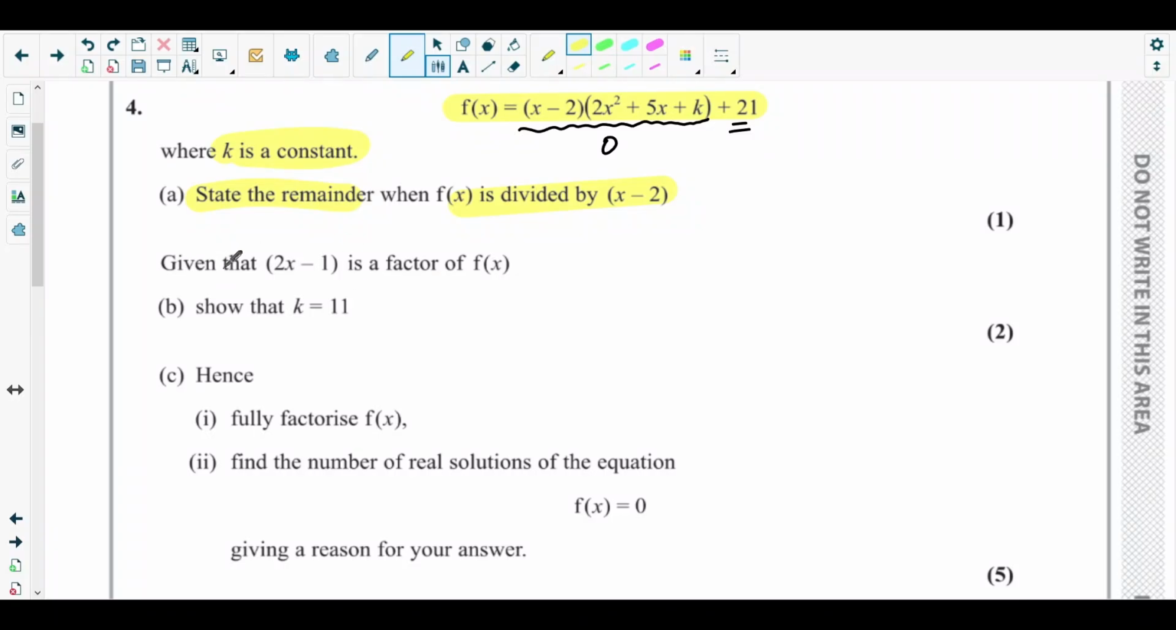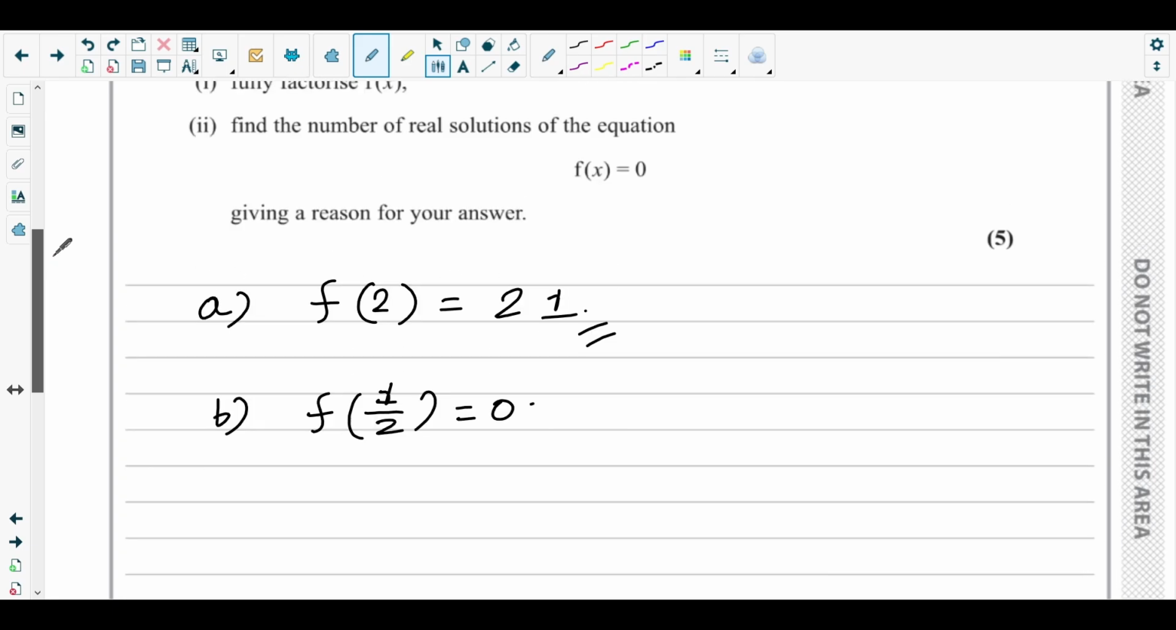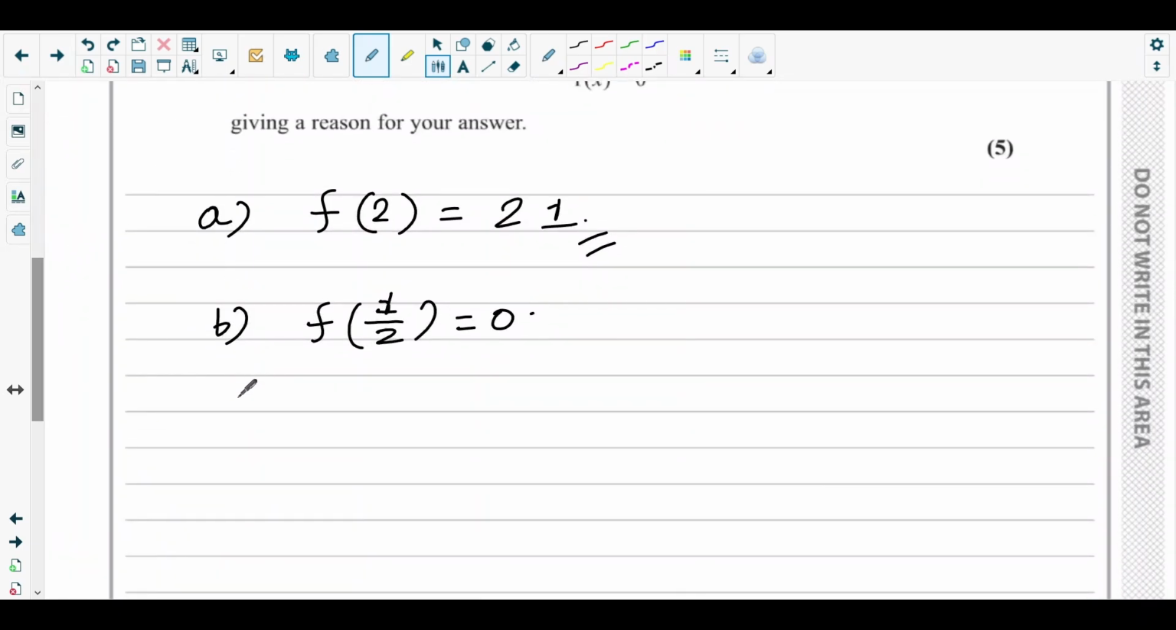Here the question says, given that 2x − 1 is a factor of f(x), part B is asking to show that k = 11. Since 2x − 1 is a factor of f(x), we can easily use the factor theorem. We can write f(1/2) = 0 according to the factor theorem. So let's put x = 1/2 into the equation.